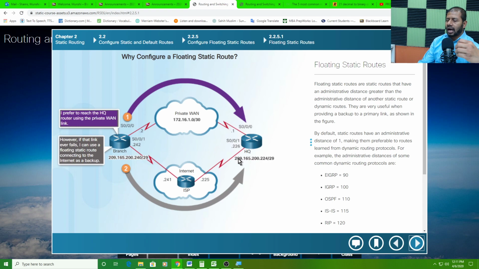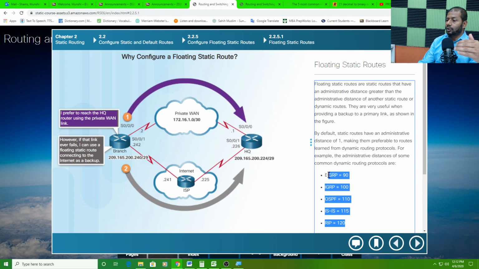And then other routes learned dynamically via a protocol like EIGRP, IGRP, OSPF, IS-IS, RIP, they would have higher administrative distance. They are not as preferable, but they are learned by the router by communicating with other routers via these protocols. Basically, I want you to memorize the ones between 90 and 120. Those are the ones you need to remember, not any other.